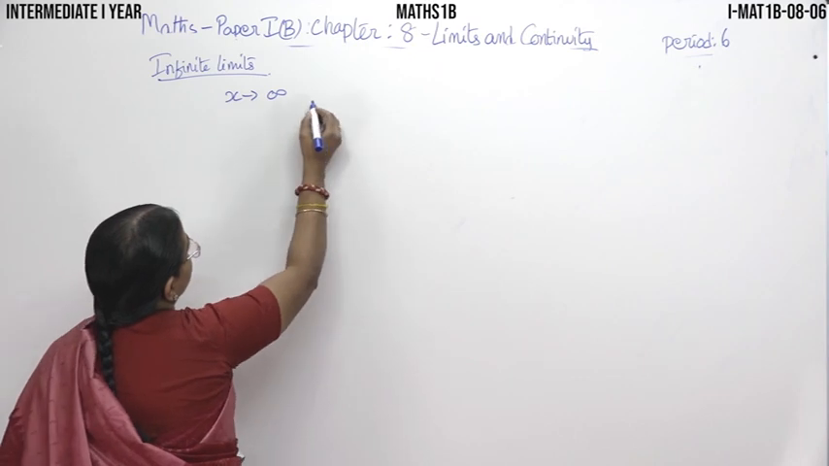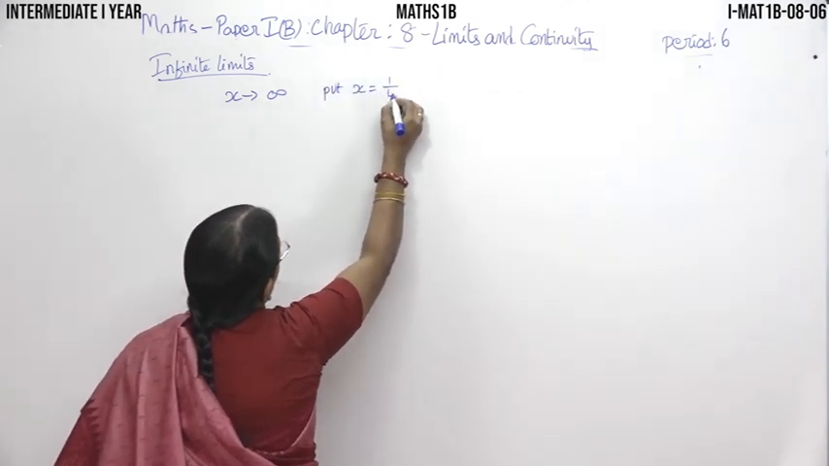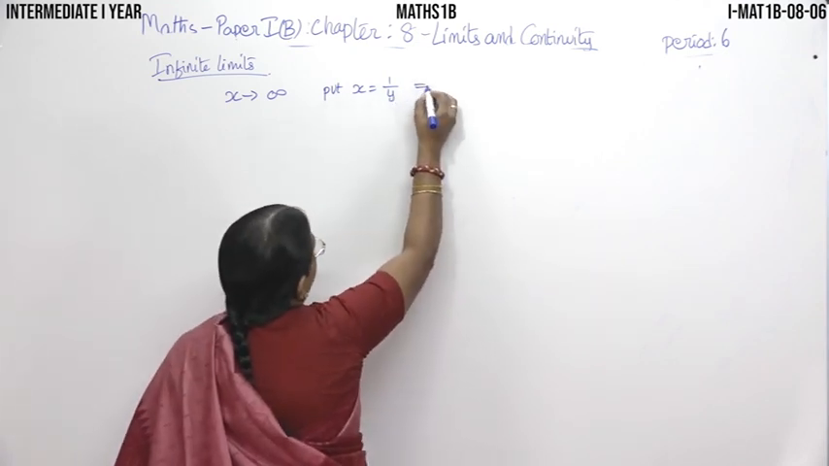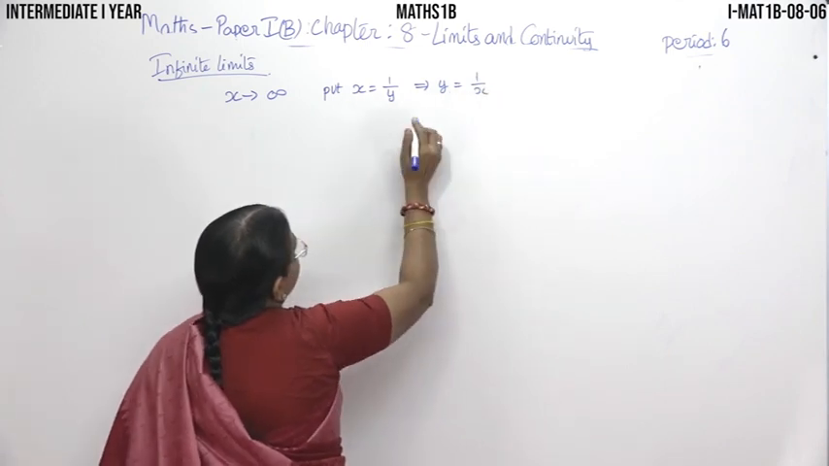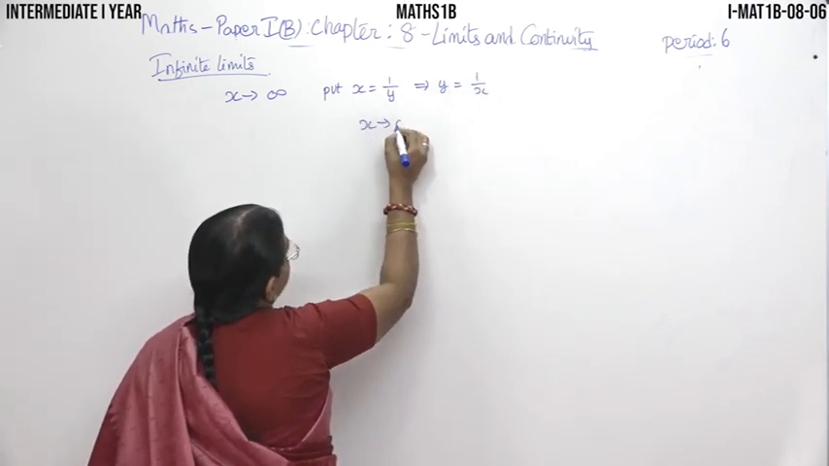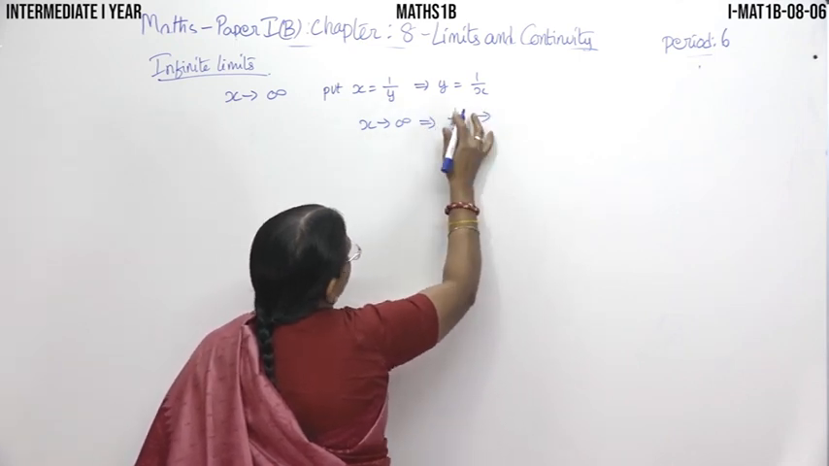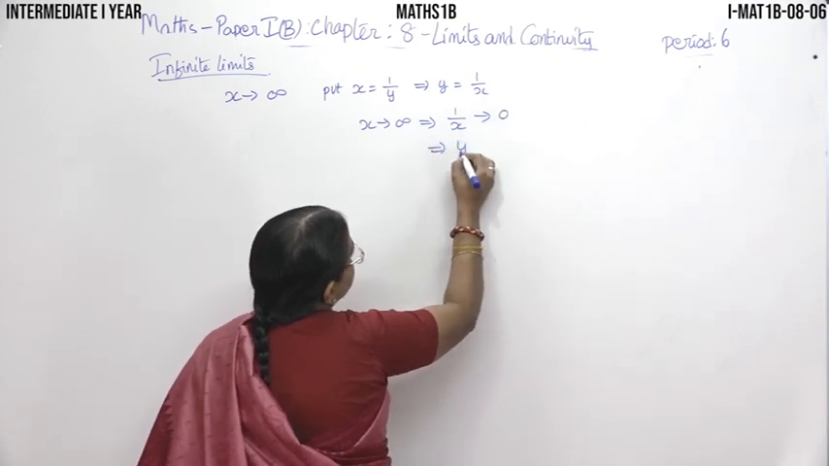In such problems, what we do is we put x is equal to 1 by y. Then y is equal to 1 by x. Now x tends to infinity implies that 1 by x tends to 1 by infinity. 1 by infinity means 0. So that means y tends to 0.